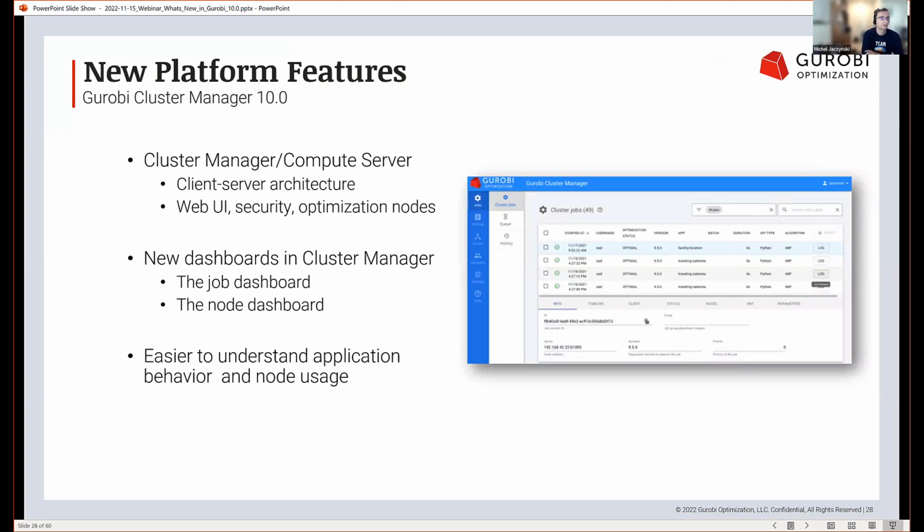So first, I would like to talk about the Cluster Manager and the Compute Server new features. The Cluster Manager and the Compute Server provide a client-server architecture where you can deploy your optimization applications. It provides a web user interface, it handles the security and manages a set of nodes in the backend where you run your optimization. So in that environment, we have added two new dashboards in the Cluster Manager, the job dashboard and the node dashboard. These dashboards are used to better understand your applications, how they run, and also how you use your cluster.